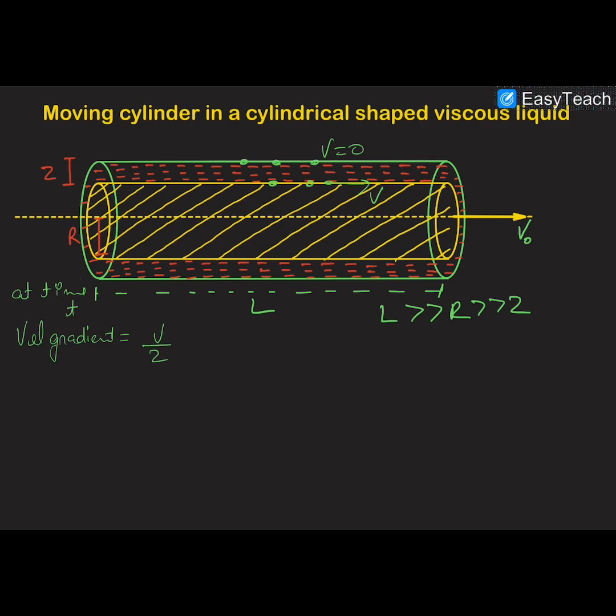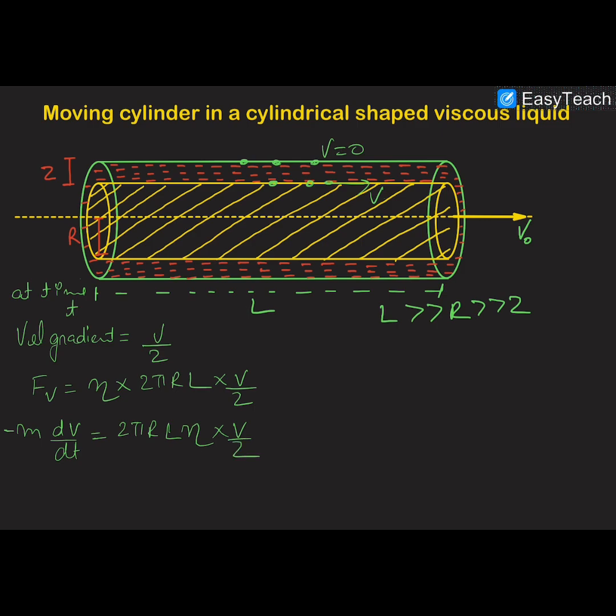So the velocity gradient will be equal to v by z, and the viscous force acting will be equal to eta into area, which is the curved surface area of the cylinder, 2 pi r l, and the velocity gradient is v by z. So this will be the viscous force, and this viscous force will be equal to ma, and a will be minus dv by dt. So it is 2 pi r l eta into v by z.